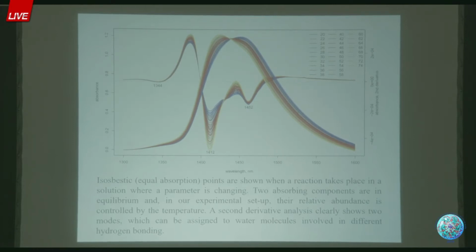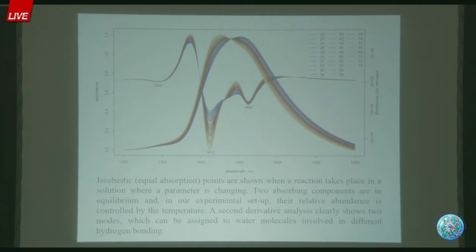a clear isosbestic point region that witnesses the fact that two kinds of oscillators exist that contribute to the shape of the spectrum. We tested several temperatures in a range from 20 to 74 degrees, and the other curves that you see are the second derivative of the spectrum. As you can see, there are two peaks that witness exactly that there are two kinds of oscillator, two populations. Increasing the temperature, one population is depleted, the other one is increased.